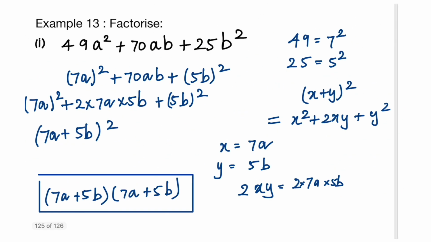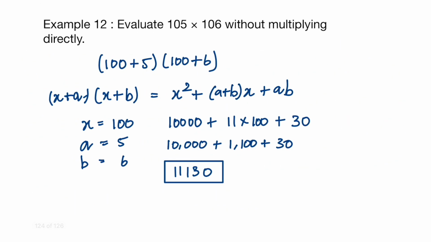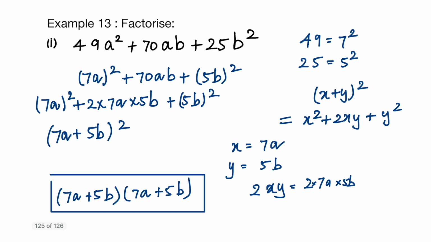So I have solved two examples in this video. One is evaluating using our algebraic identity without directly multiplying, and the second one is factorizing a polynomial using algebraic identities. For you to solve these kinds of questions, you have to remember these identities that we have seen in the previous video. I hope you have watched it. Just revise it once again so that you can remember these identities well. Only then can we solve these questions easily.